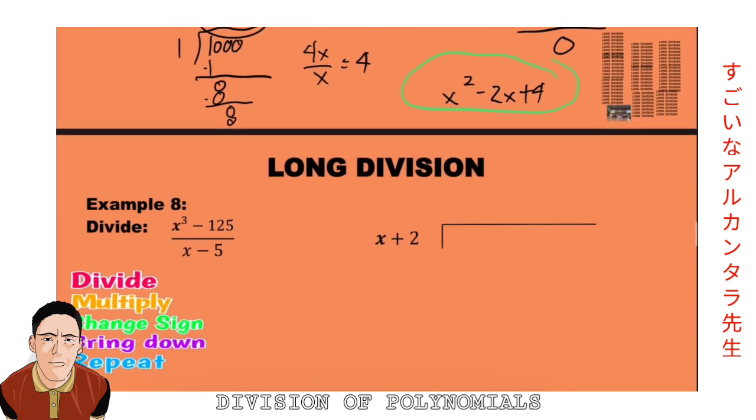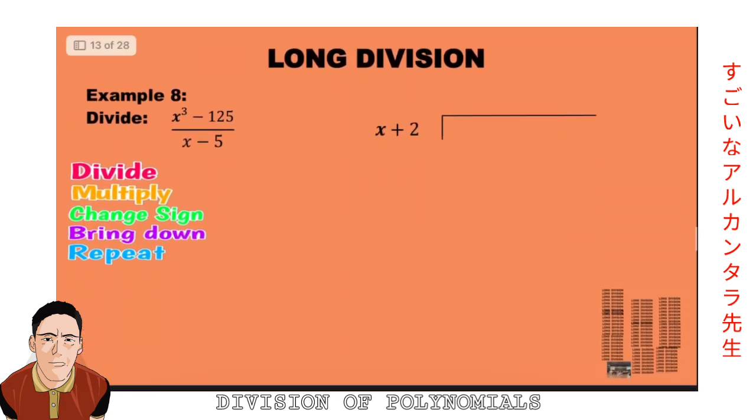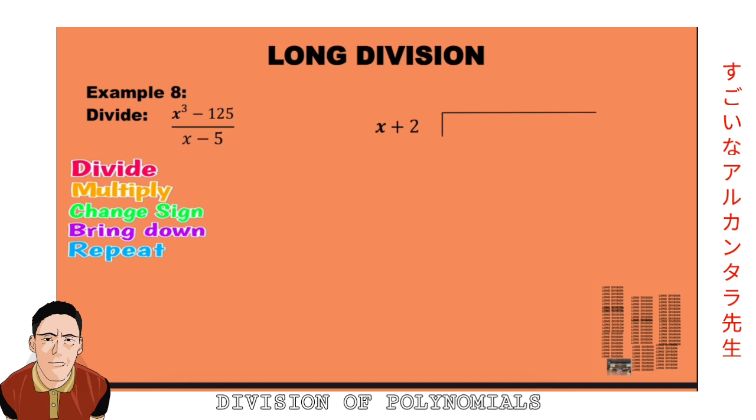Okay, now let's have example number 8. We have here x cubed minus 125 over x minus 5. Similar situation. Something is missing in between. Now I have a mistake here. This should be x minus 5. Why did I write that? Okay, I'm so sorry guys. This is x minus 5. Okay, anyway, you have 0x squared plus 0x minus 125.